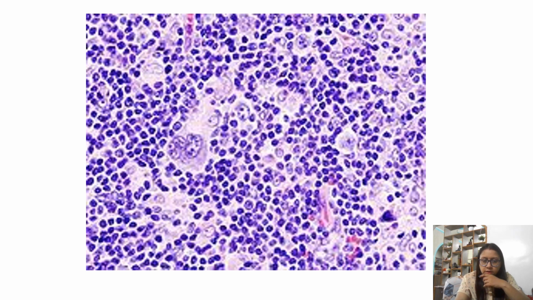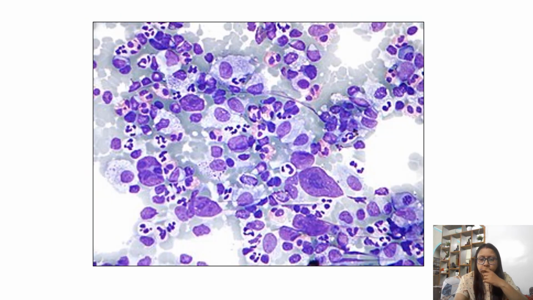So these are Reed-Sternberg cells. You have binuclear cells with a glass-like spectacle appearance. Single cells and large cells. Here you can see.